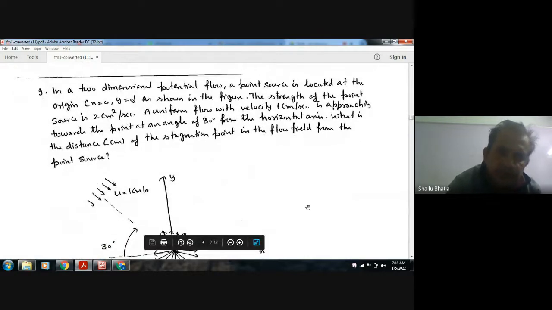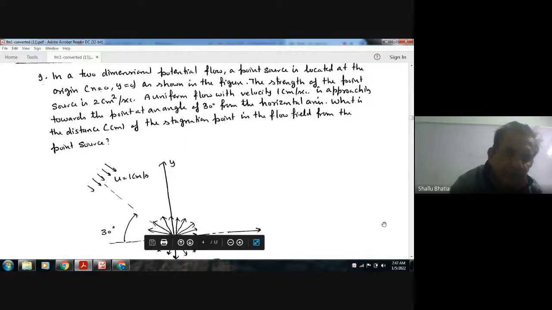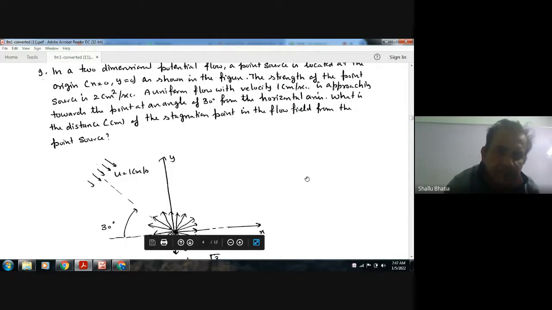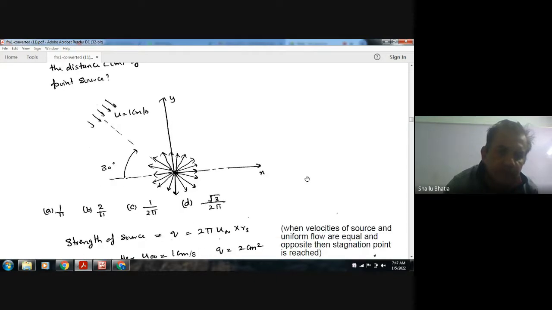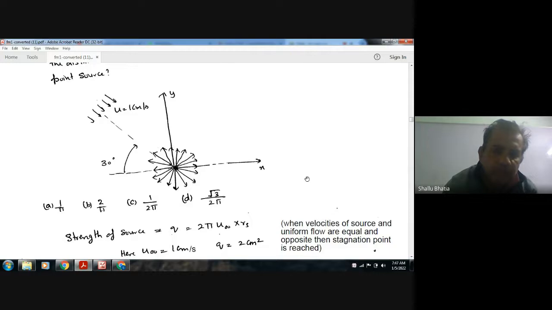Next, in a two-dimensional potential flow, a point source is located at origin x = 0, y = 0 as shown in the figure. The strength of the point source is 2 centimeters square per second. A uniform flow with velocity 1 centimeter per second is approaching the point at an angle of 30 degrees from the horizontal axis. What is the distance of the stagnation point in the flow field from the point source? Options are A: 1 by pi, B: 2 by pi, C: 1 by 2 pi, D: root 3 by 2 pi.